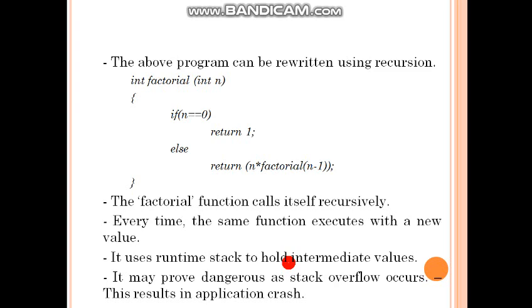The above program can be rewritten using recursion, that is factorial(int n): if n is equal to 0, return 1, else return n times factorial(n minus 1). Here the factorial function calls itself recursively. Every time the same function is executed with a new value, and it uses the runtime stack to hold intermediate values. It may prove dangerous as a stack overflow can occur, and this can result in the application crashing.